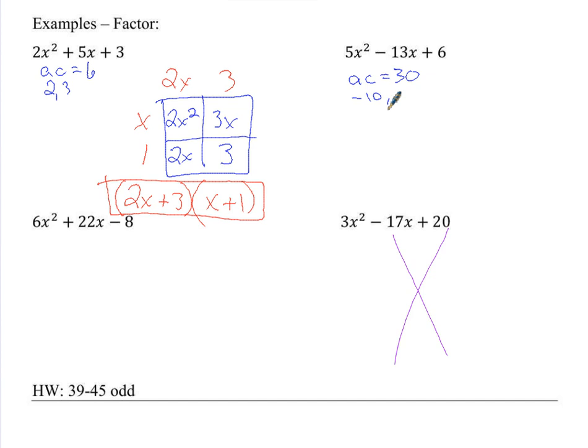That's right. Check to make sure. Multiply them together and you do get positive 30. Add them together, you do get negative 13, so we're good to go. What do we do now? Set up the box.